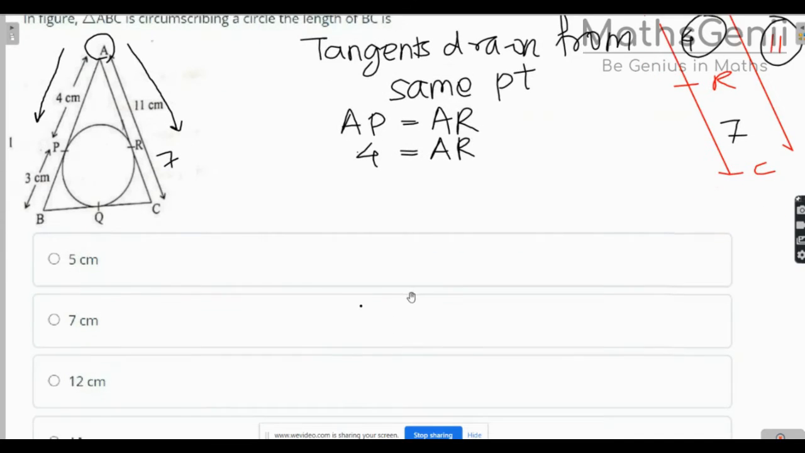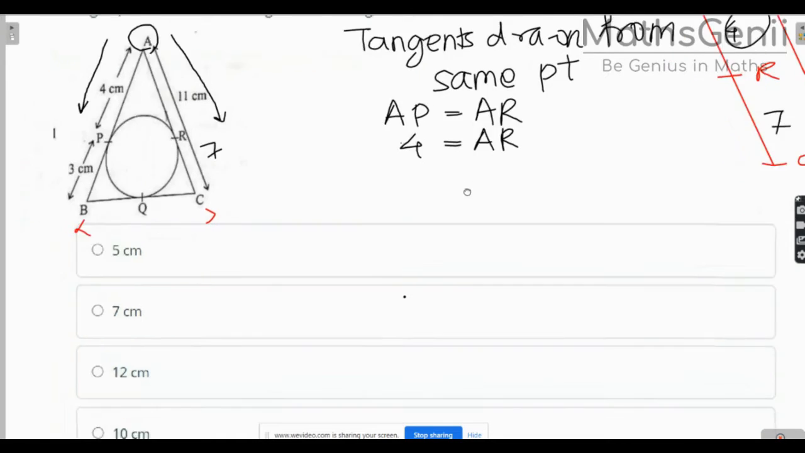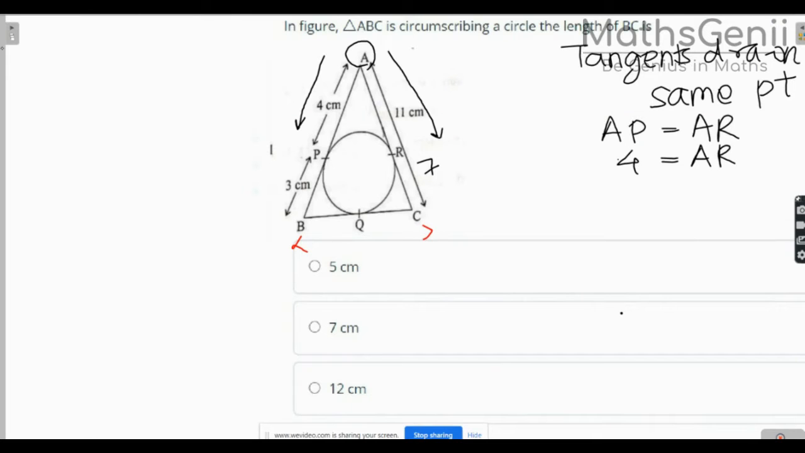Now the question becomes very simple. What did he ask me? He asked me to find the length of BC. I just need to calculate BQ and I need to calculate QC. So now look at the diagram again. As I told you, tangents from the same point are equal. So let's look at point B. From B, one tangent going is BP, and from B another tangent going is BQ. So BP is equal to BQ.